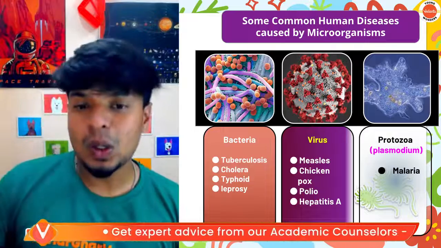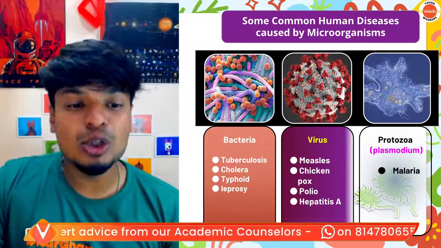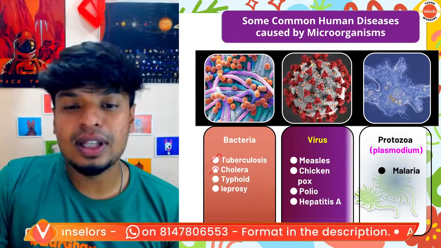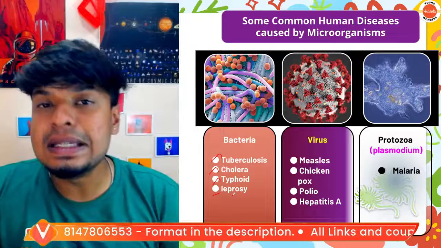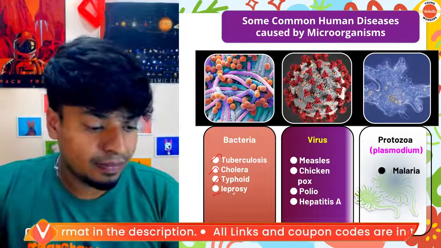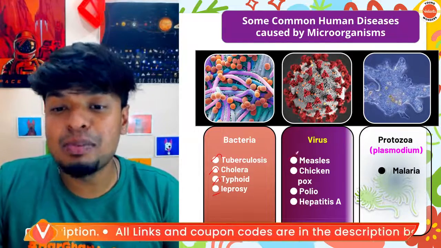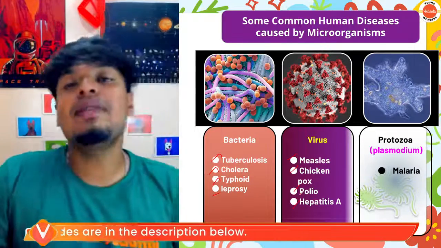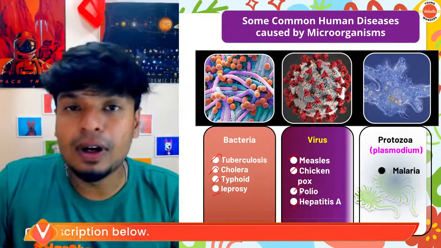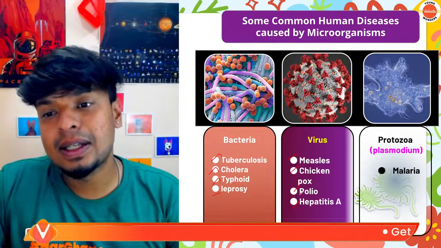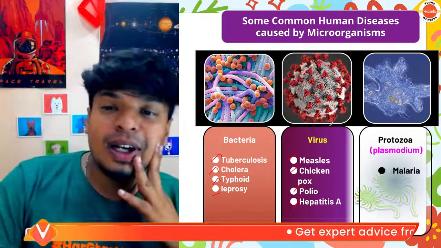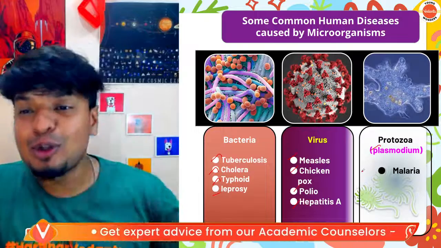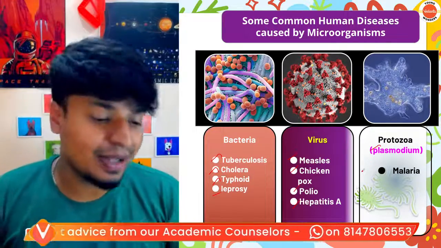For example, look at this. Bacteria cause tuberculosis. It causes cholera, typhoid, leprosy. All of these diseases are caused by bacteria. Virus causes measles, chickenpox, polio, hepatitis A. Then we have COVID, HIV, dengue fever. All of that is caused by viruses. Protozoa cause malaria. Oh my god. Malaria is caused by a protozoa called Plasmodium, guys.